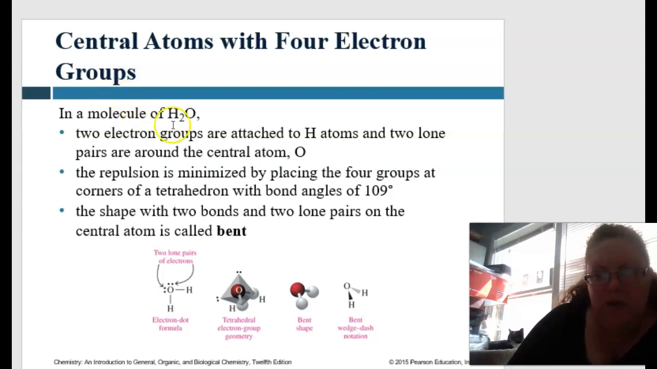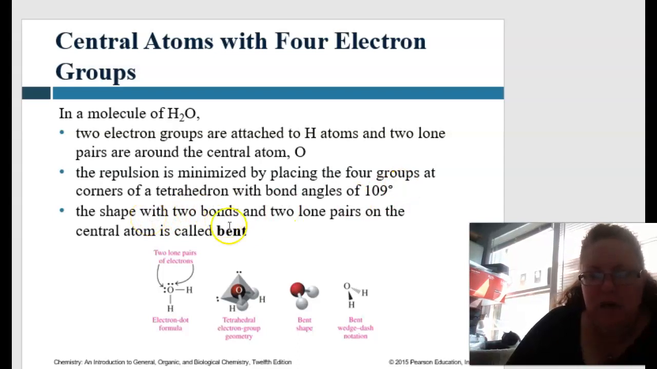In a molecule of H2O, the 2 bonds are attached to hydrogen atoms and there are 2 lone pairs that are around that central atom, which is an oxygen. The repulsion is minimized by placing the 4 groups at the corners of that tetrahedron, again with bond angles of 109 degrees. The shape of 2 bonds and 2 lone pairs on the central atom is called bent.